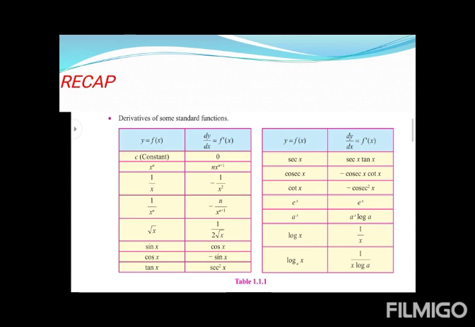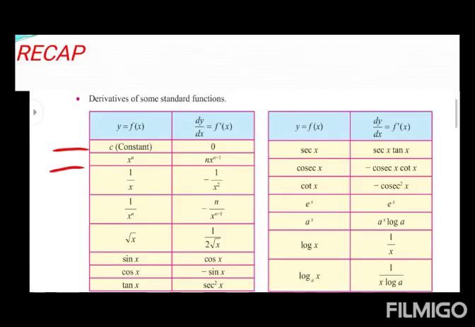The derivative of a constant, you know, is equal to 0, and the derivative of x^n is n x^(n-1). The derivative of 1/x is -1/x^2, and the derivative of 1/x^n, using the concept of x^n, is -n/x^(n+1). The derivative of root x is 1/(2 root x).